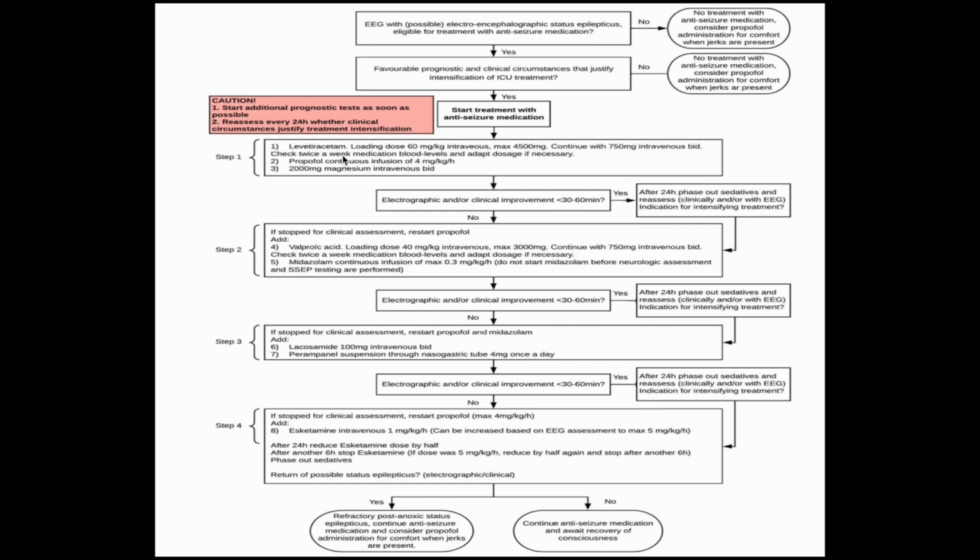So you start with levetiracetam, you can continue with propofol and magnesium, then check your electrographic improvement. If it is not happening, then you can add valproate and midazolam. If it is still not happening, you can add lacosamide and perampanel suspension via the nasogastric tube. If you still don't find it, then there are these newer medications which you can use. So this is something which you can use in a stepwise manner, every 24 hours assessing the patient's condition. Thank you for your patience.